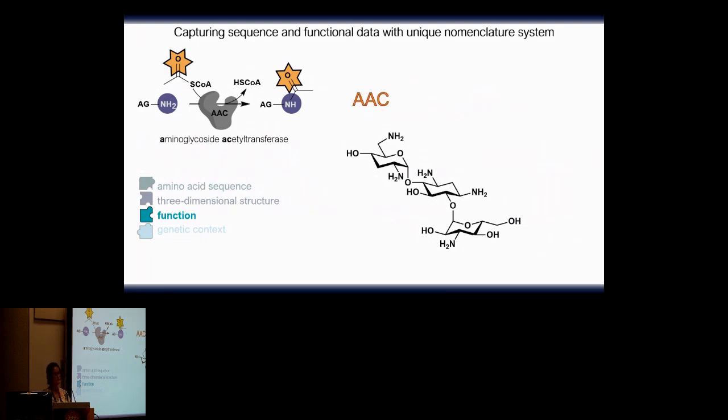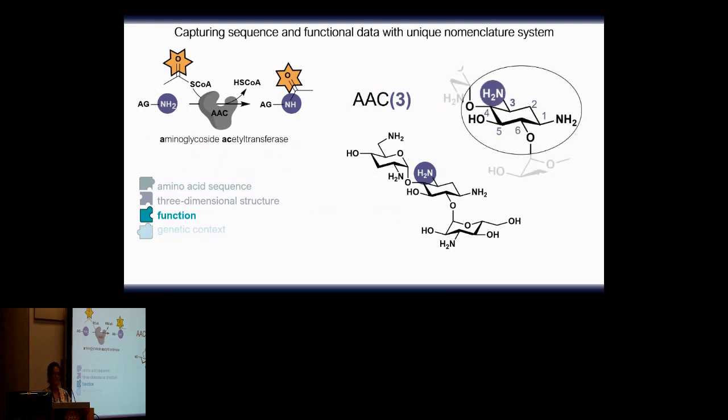To start is a 3-letter abbreviation to describe the function of the enzyme. AAC in this case represents the acetyltransferase. This is followed by a number in brackets that captures the regiospecificity, which is referring to the site on the molecule that is going to be modified.